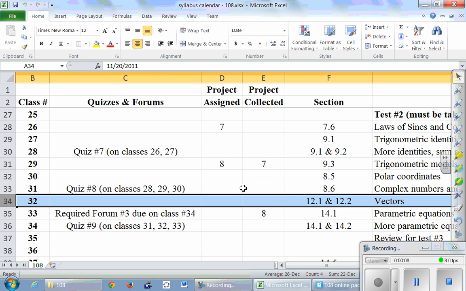Hopefully you're finishing up project 8. It's due next class. Also want to point out that required form number 3 is coming up due soon, so have a look at your calendar to know the exact dates.